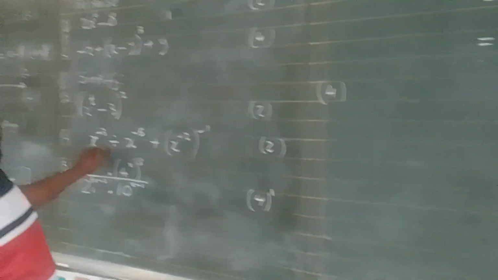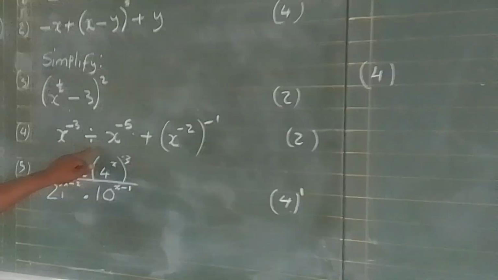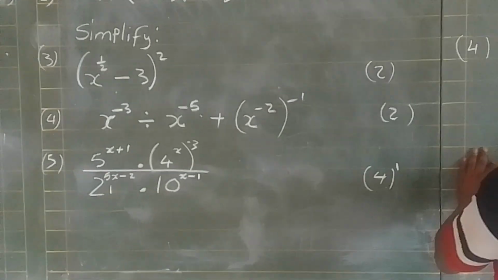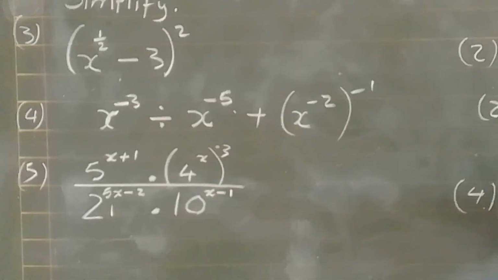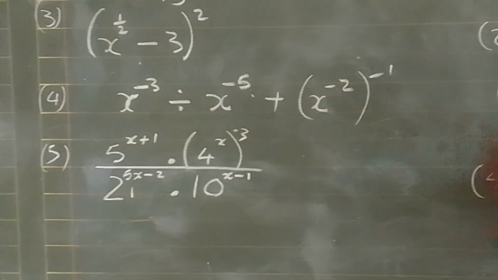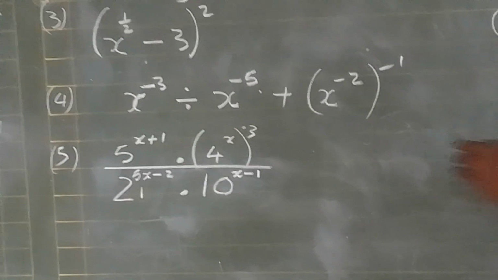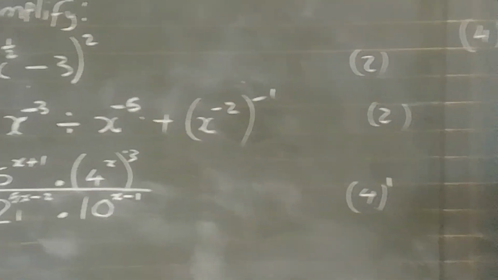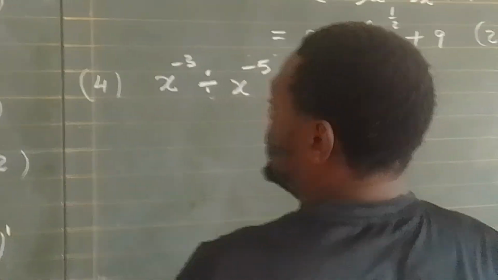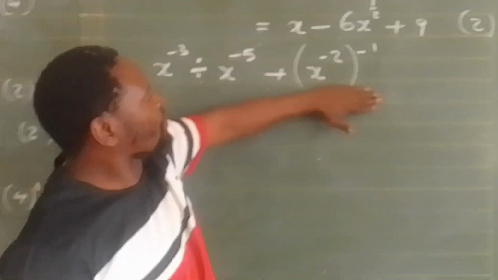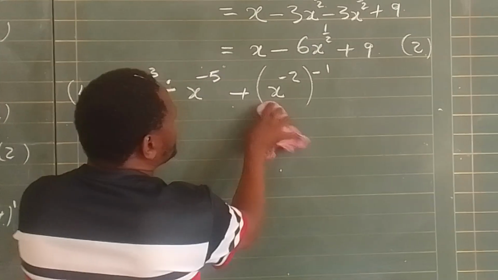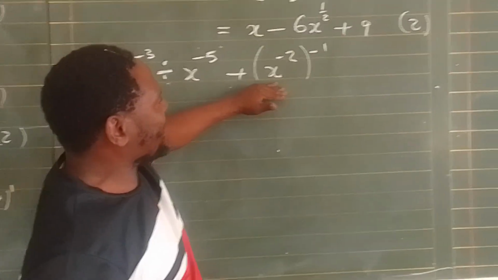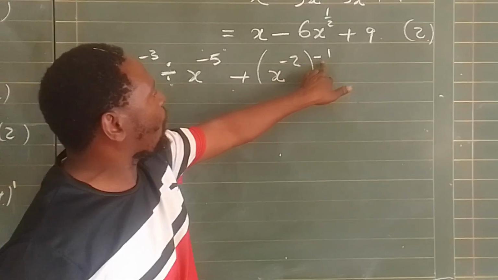Number 4 says x to the power minus 3 divided by x to the power minus 5, plus x to the power minus 2 all to the power minus half. Now again, most of the learners in grade 10 struggle with this. Remember, this is x to the power minus 2 to the power minus half.